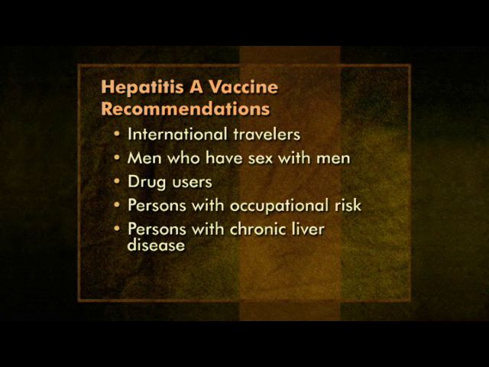The traditional high-risk groups targeted for hepatitis A vaccination include international travelers, men who have sex with men, drug users, both injecting and non-injecting, and persons with occupational risk. This group is limited to certain laboratory workers and animal handlers. It does not include healthcare personnel, emergency or first response personnel, or persons with occupational exposure to sewage. Vaccination is recommended for persons with chronic liver disease. Persons with chronic liver disease are not necessarily at increased risk of infection, but are at increased risk of complications of hepatitis A.